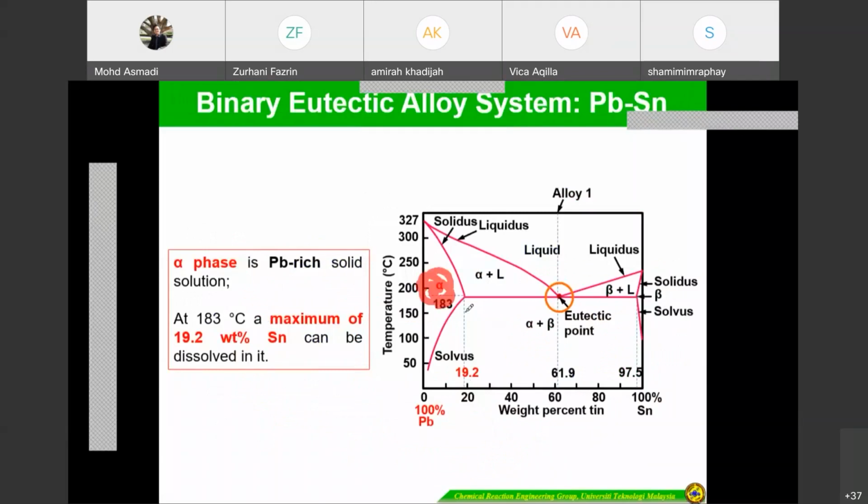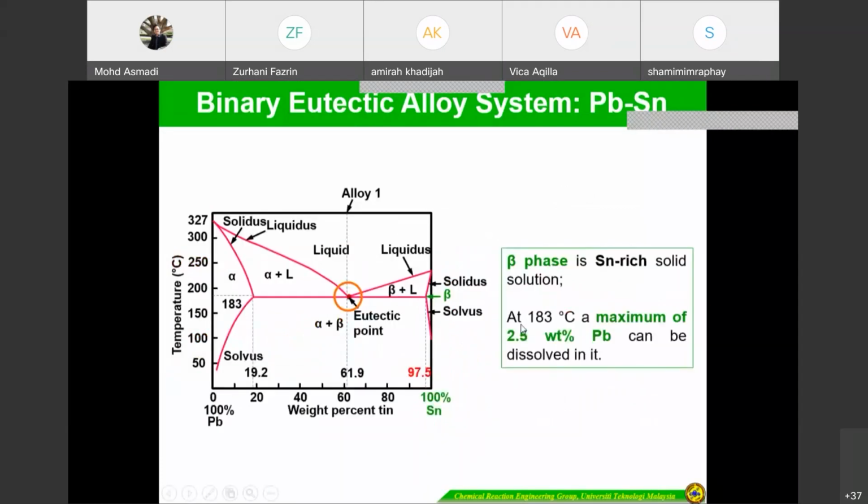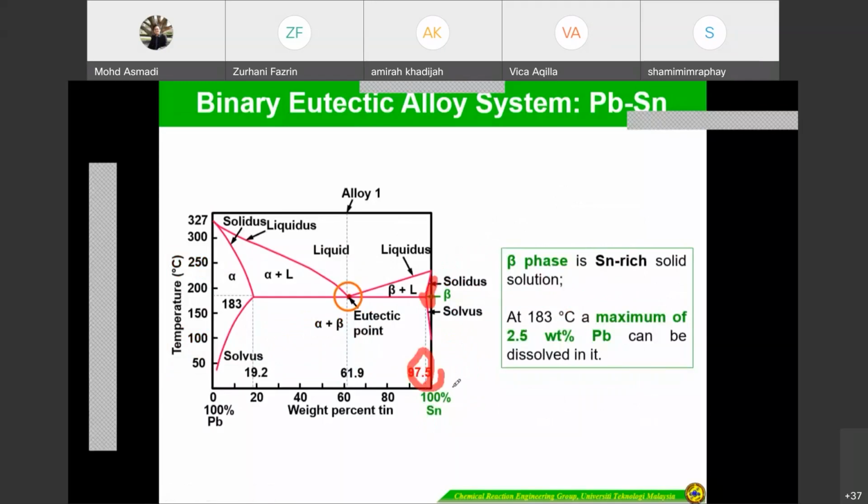How about beta, the right side? Similarly, we just identify it at the eutectic point. This one is beta, 97.5% sternum, and the rest is 2.5% lead, since 100 minus 97.5.